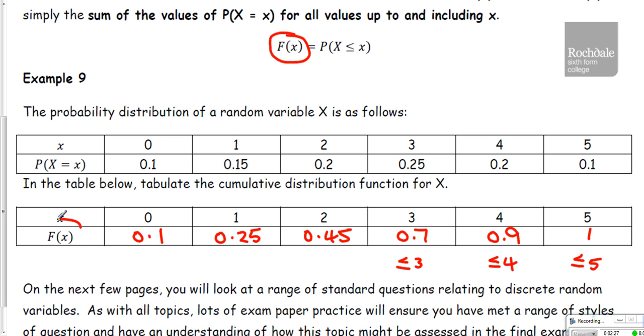Look really carefully in exam questions for what the label is at the beginning of the row, because if that's P, these are individual probabilities, and if it's F, they're cumulative probabilities, and obviously that makes a huge difference to the question.